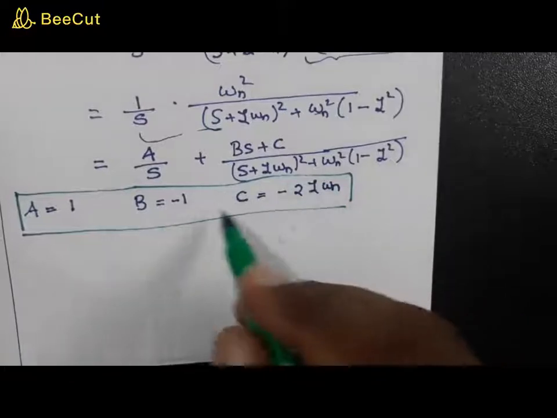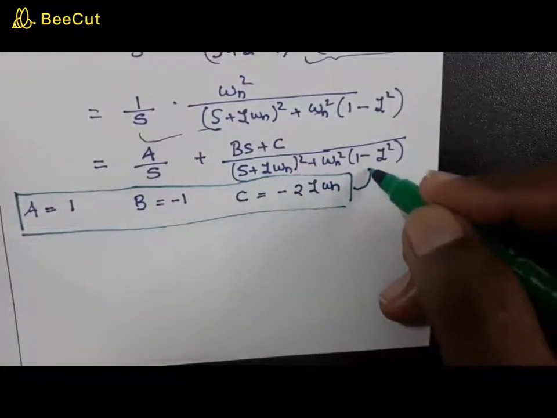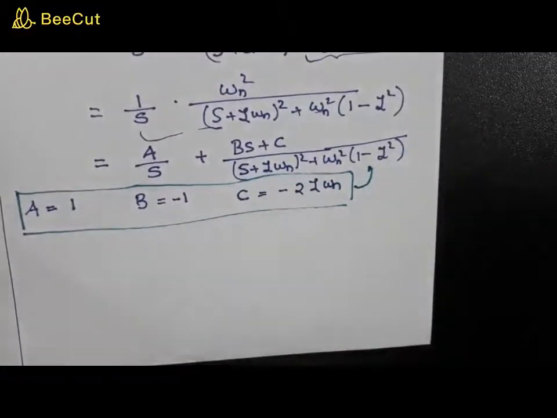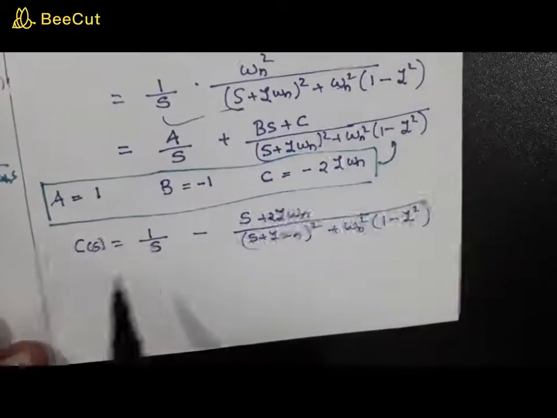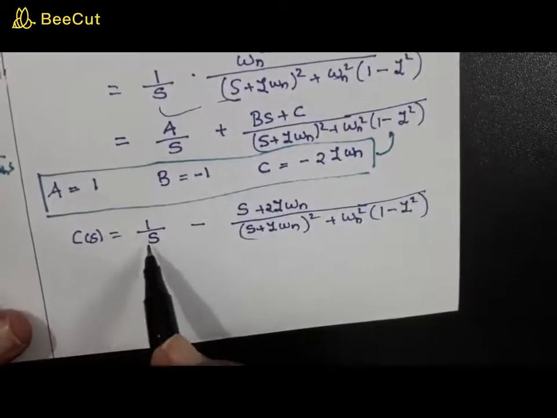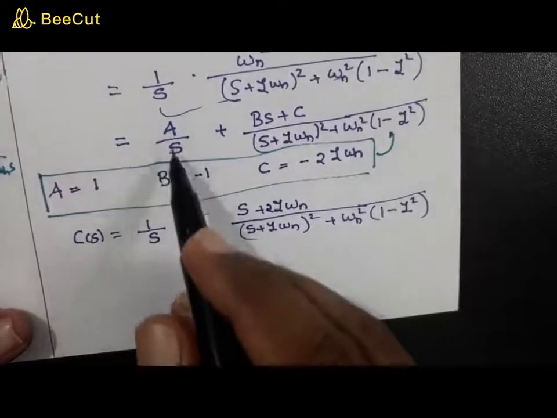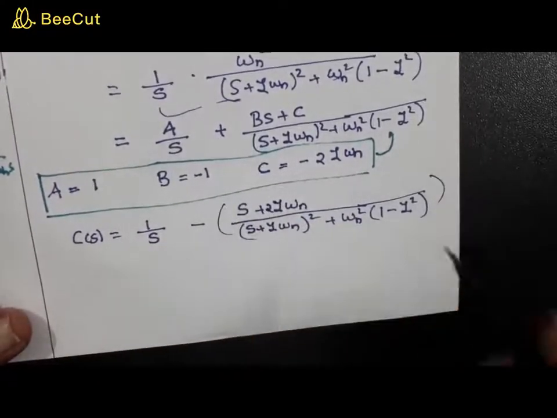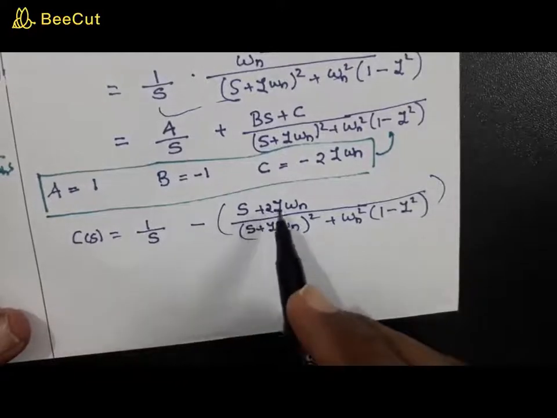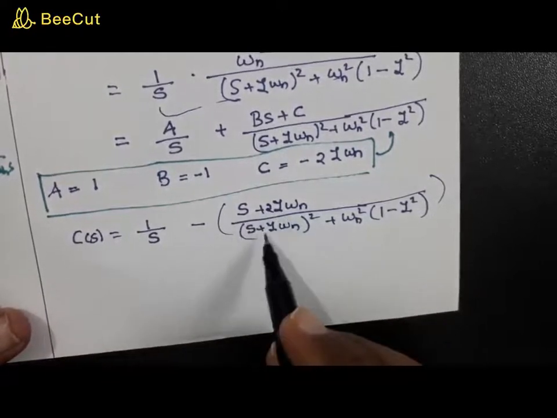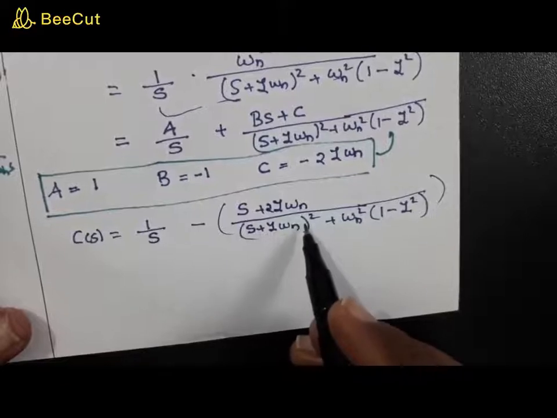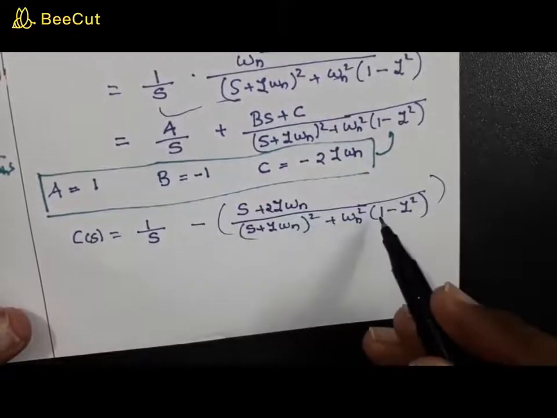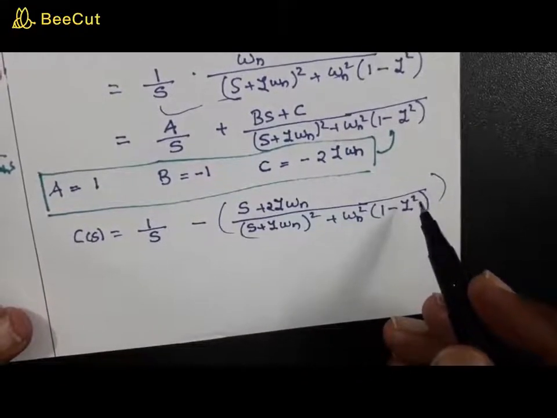So using this, now substituting this in this equation, you will get 1 by s, A by s, and you are putting this minus throughout, so you can take this outside. So this becomes (s plus 2 theta omega n) divided by (s plus theta omega n) the whole square plus omega n square into (1 minus theta square).